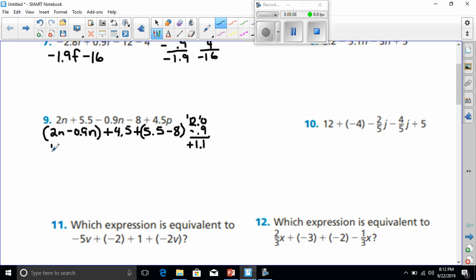So this is going to be 1.1n, and plus, oh, this was 4.5p. I should have put the p there. Plus 4.5p. And then let's see, 5.5 minus 8. Again, since we have one that's negative, one that's positive, we're going to take the big number minus the small number, keep the sign of the big number. The big number here is 8, because this is just 5.5. So this is going to be 8 minus 5.5.